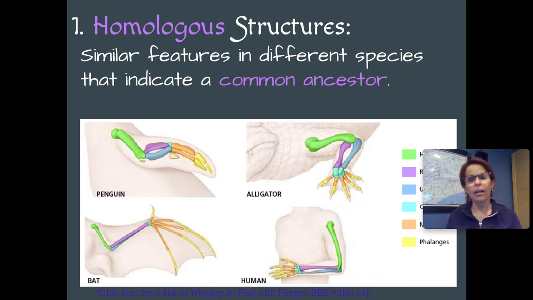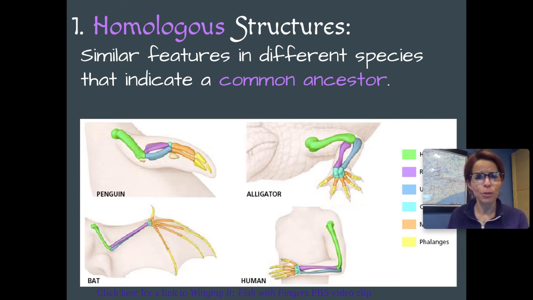Take a look at the human arm and notice that you have a humerus. That's the bone of your upper arm, and then you have 2 bones here, the radius and ulna, and then you have some carpals and phalanges, which make up your hands. If you look at the different animals that are listed here, they all have those same structures, only they're slightly modified. That modification is an indication of a mutation.